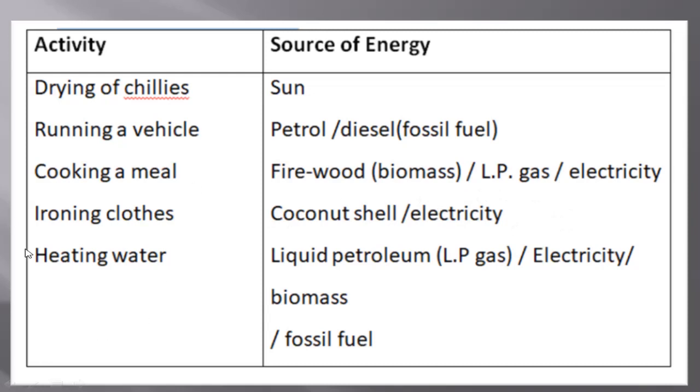Right, next activity is heating water. The energy source used for heating water is liquid petroleum. Liquid petroleum means LP gas, electricity, biomass. Those are the energy sources that can be used to heat water. Right, now we have learnt about some activities and the sources of energy used for these activities.